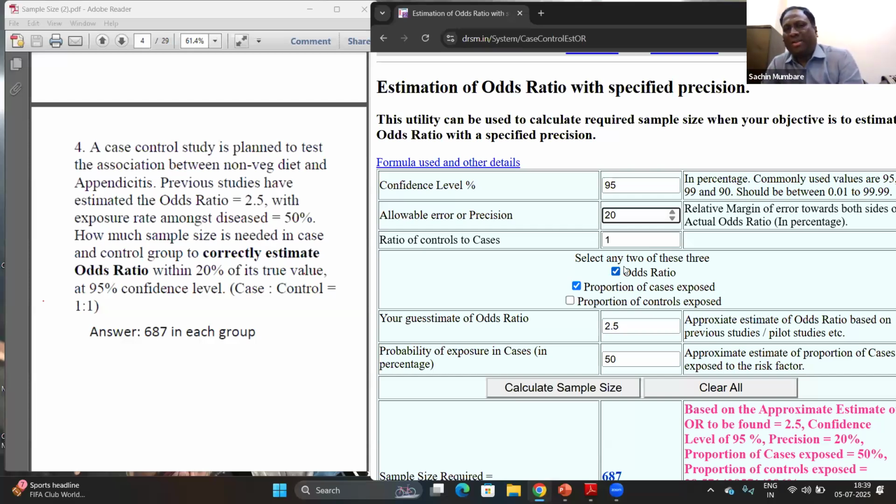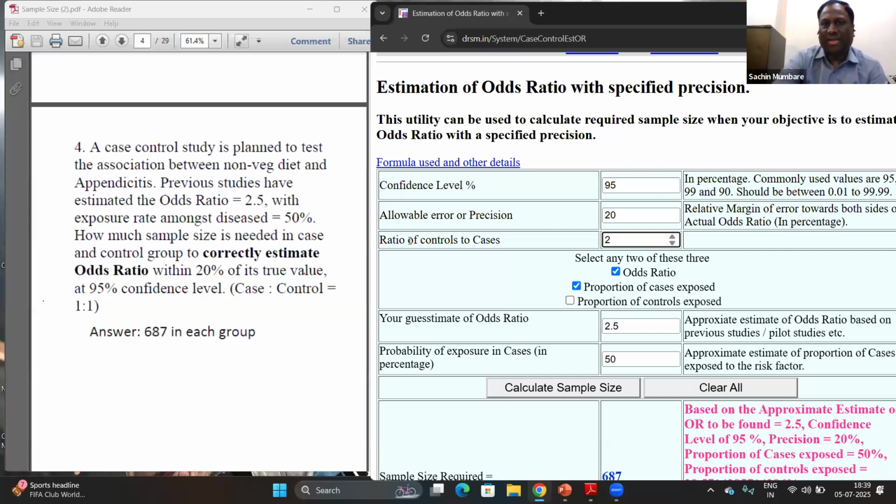But if you say, no, I will not compromise with the precision or allowable error, or with the confidence level, then you can increase the control to case ratio. You can have 2 controls per case. So the ratio of controls to case can be 2. It means you can increase the number of controls so that the required number of cases can be decreased.